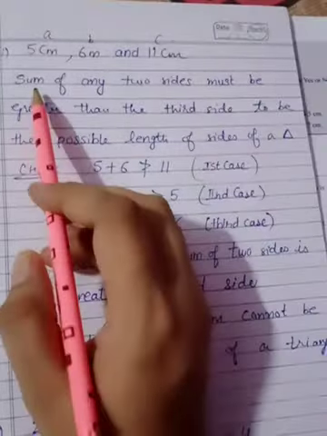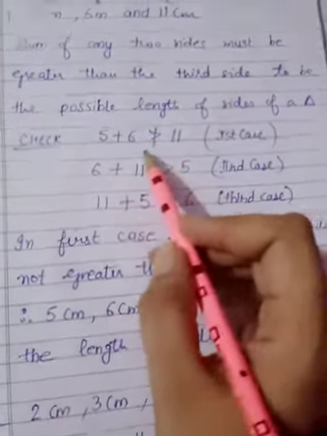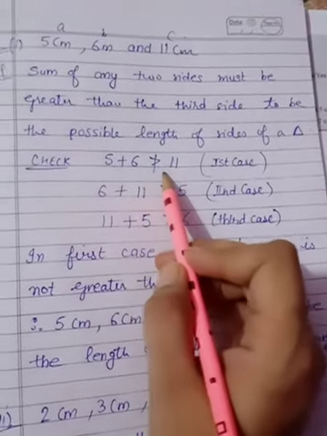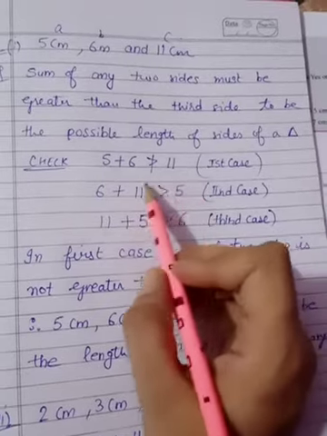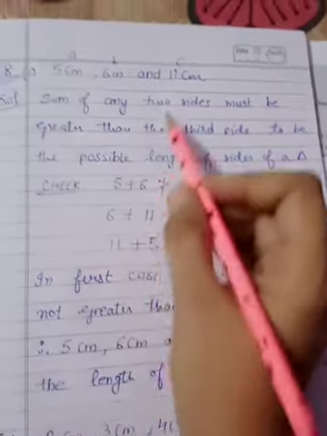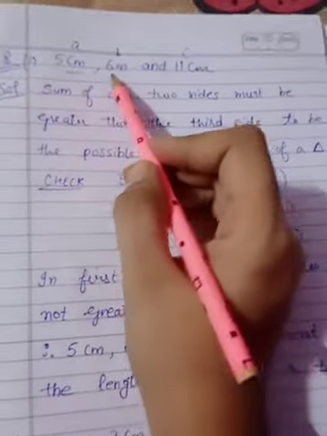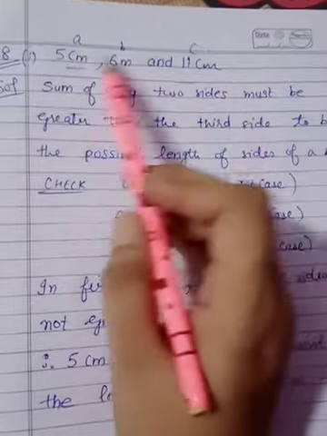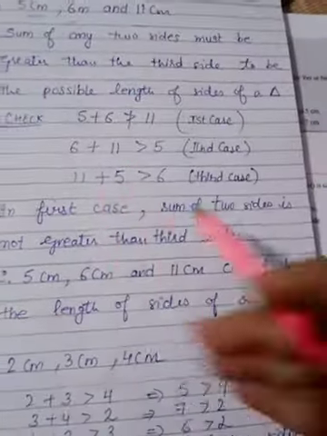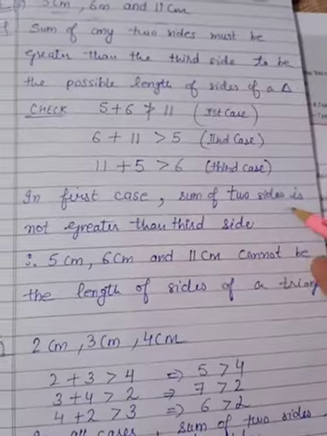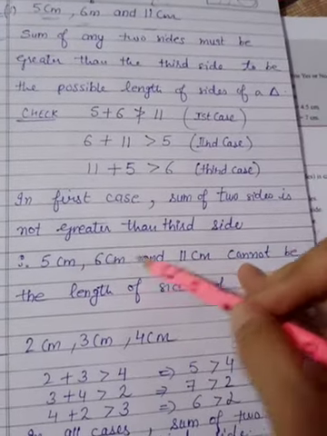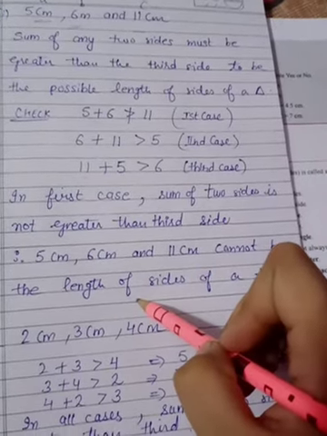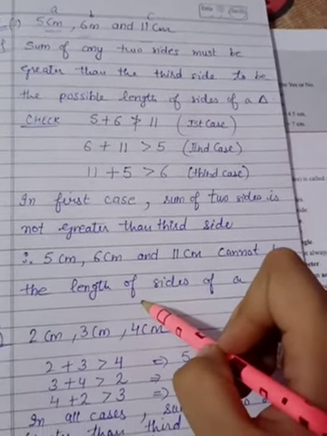So if I am talking about this sum, I have done it for you here. 5 plus 6 is 11, which is not greater than 11. Next is B plus C. First I have added the first two sides, then the next two sides, then the first and last side. So in the first case, the sum of two sides is not greater than the third side. So these three cannot be the lengths of sides of a triangle.